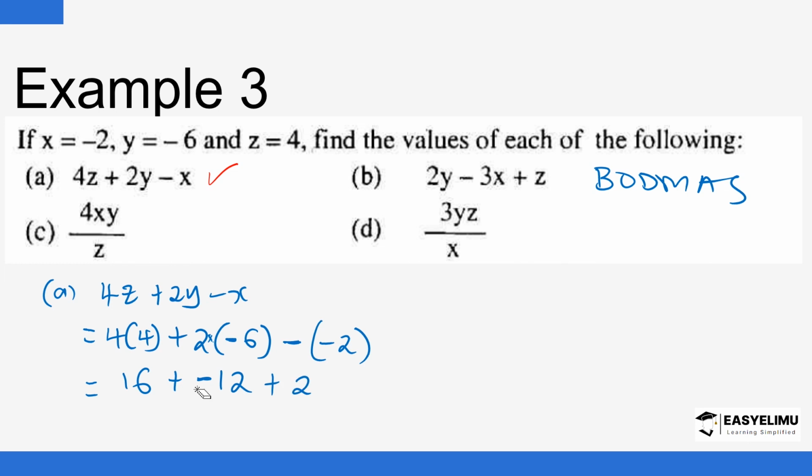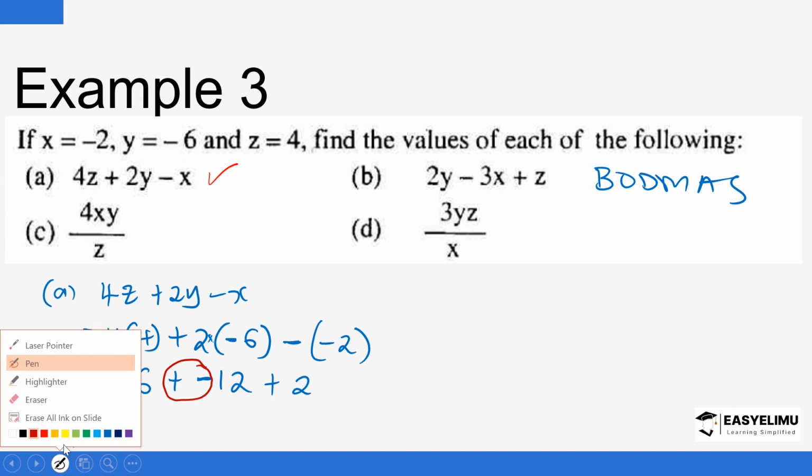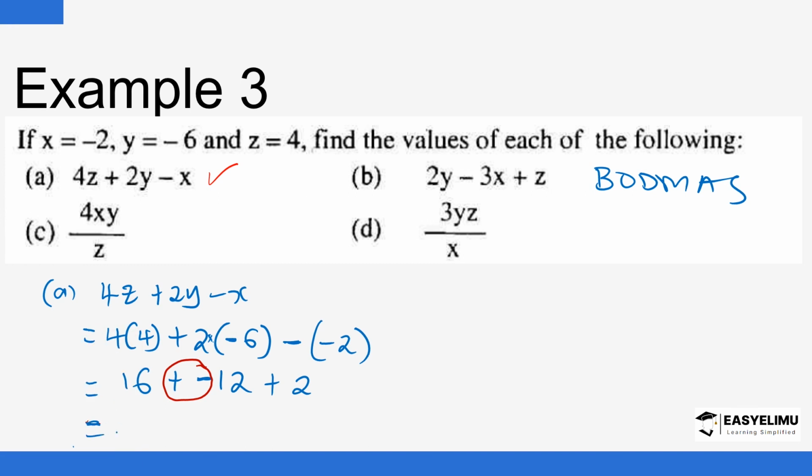So again, usually if you have two signs following each other immediately, like this one here, and the signs are different, you're supposed to replace them by a minus sign, or we say it is the plus sign that disappears if they are different signs. If they're the same, it will be a plus. But if they're different, then the result is supposed to be minus. So again, we have 16 plus 12 and then +2.